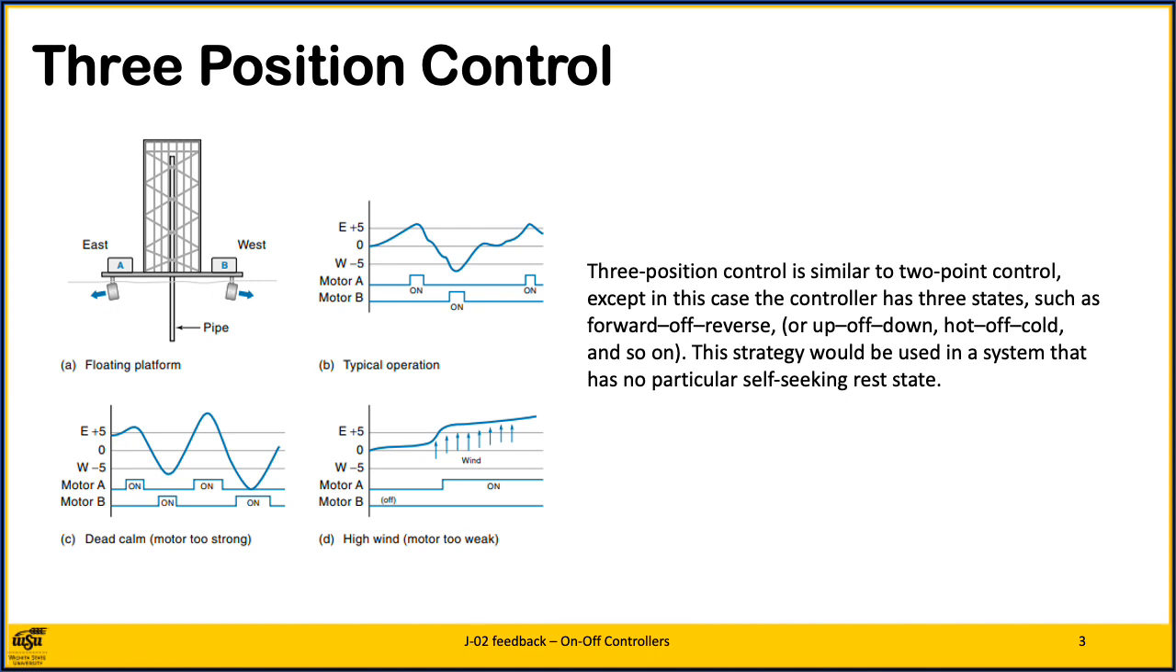On the other hand, if the wind is too strong for the motor, the platform will be driven outside the 5-foot limit, and the pipe will break, as is shown in figure D. Three-position control is a simple control strategy that is appropriate for a limited number of applications, such as the one given.